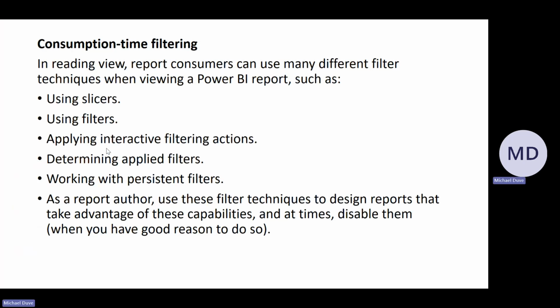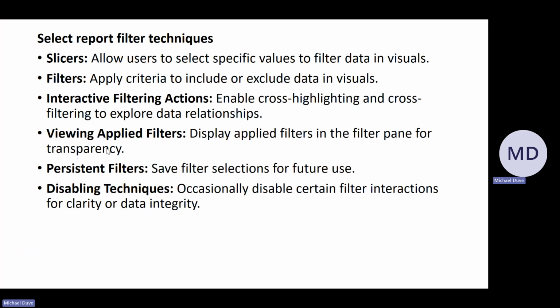So we can also move to select report filters, right? Select report filters, that is slicers. We can find it in the visualization pane, right? Slicers allow users to select specific filters to filter data in visuals. Then filters apply criteria to include or exclude data in visuals. Then interactive filtering action, that is enable cross highlighting and cross filtering to explore data relationships. Then you can also have viewing applied filters, that is display applied filters in the filter pane for transparency. Then you've got persistent filters, that is save filter selection for future use. Then disabling techniques, that is occasionally disable certain filter interactions for clarity or data integrity, right?